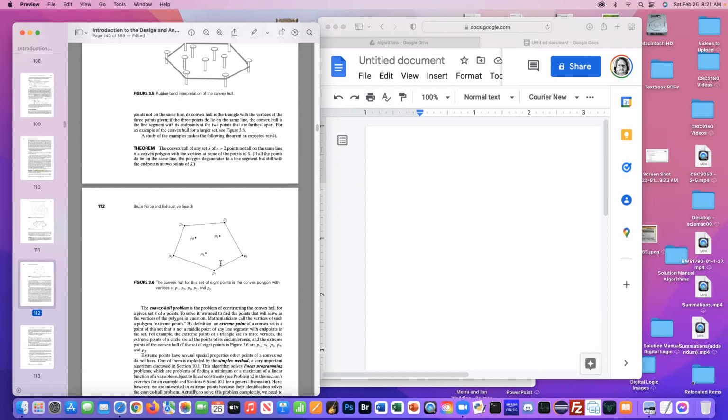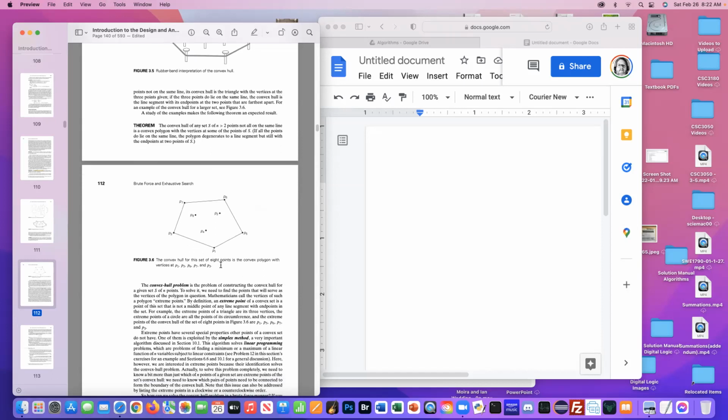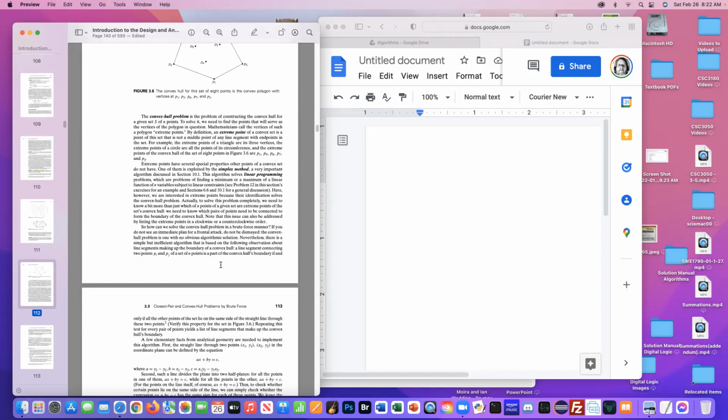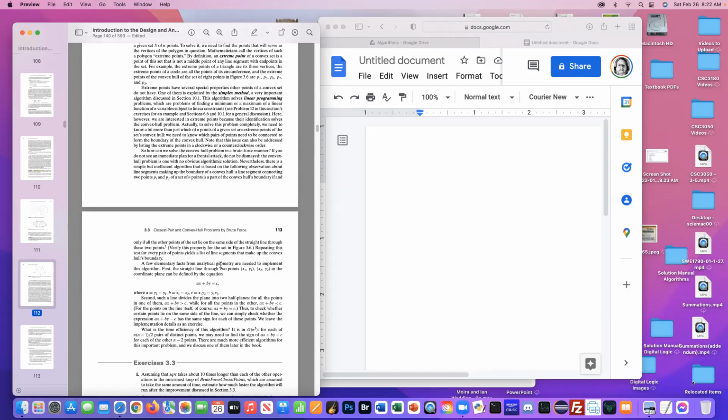So our strategy here is that we start with P1 and P2 and draw a line. Is it in the convex hull? It's not. And then P1 through P3, is it? It is. P1 through P4 is not. P1 through P5 is. P1 through P6 is not. P1 through P7 is not. We would then move to point 2 and so forth, and that would allow us to determine which ones are in there or not.